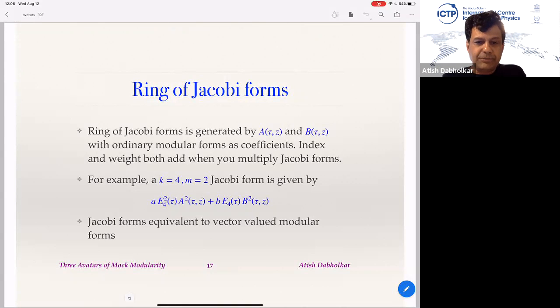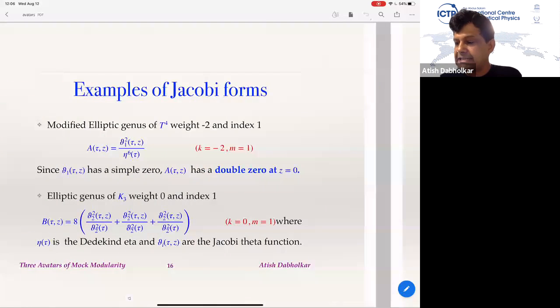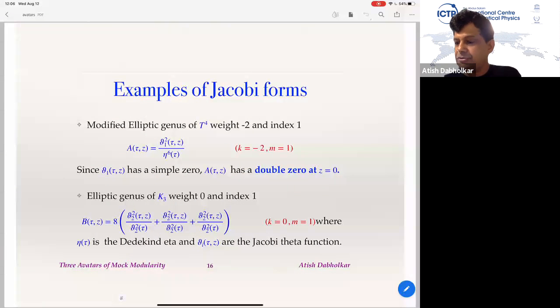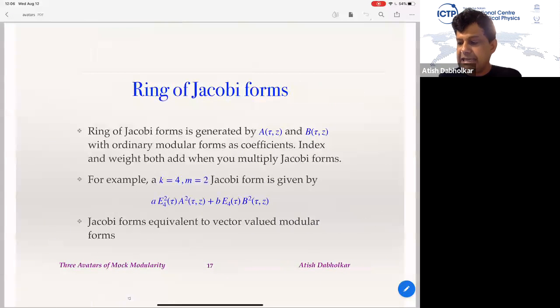There are two possibilities that you can see. One is a square, right, because you want to get index 2, and index also adds when you multiply. So a has index 1, b has index 1. So there are only three possibilities: a square, b square, and ab. These are the ones which can have index m equal to 2. And now you just have to fix the weight.